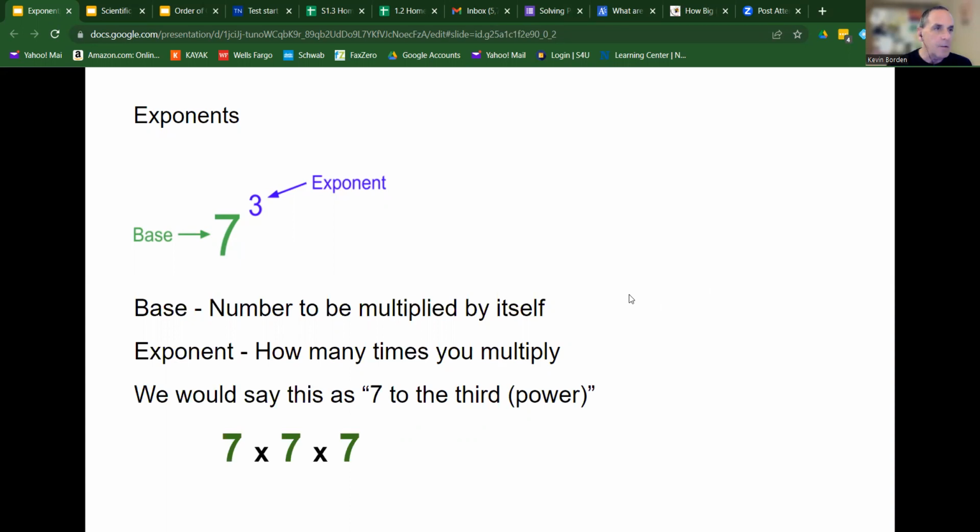And that's the math that we would do if we were going to do this by hand. We're going to talk about doing it a little bit quicker in the calculator, but 7 times 7 times 7 is what's being communicated up here.